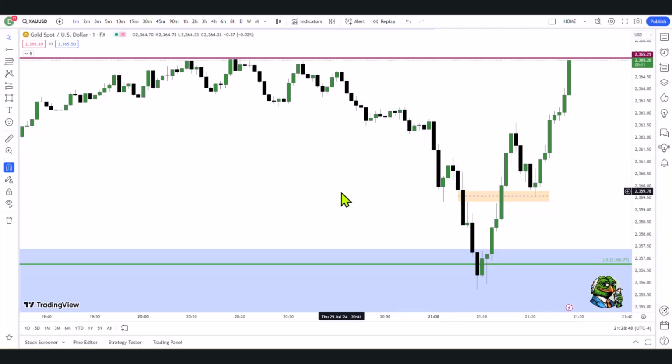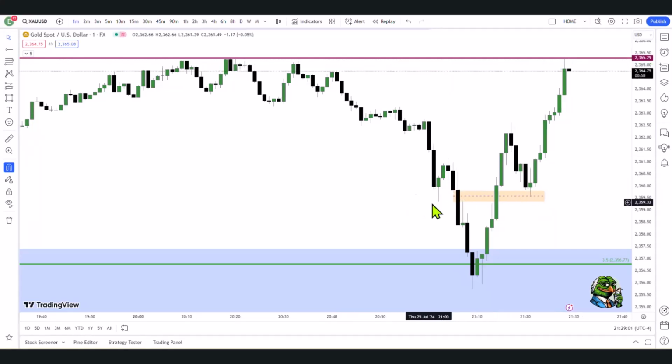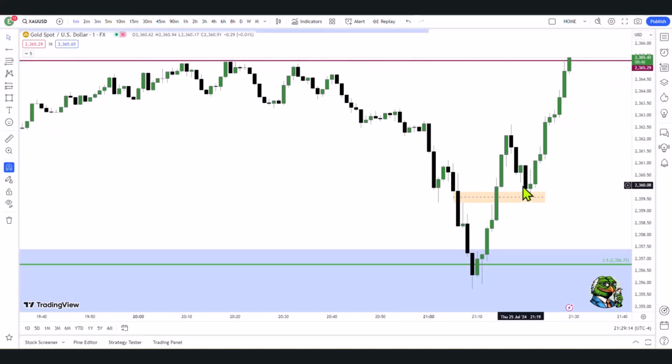That's the pattern you want to see. Take a picture of this. You want to see that exact pattern that I've drawn there. And you really don't want to see body closures below the low of that candle. If this continues to go down, then you want to close. So it's very tight. You don't want to see candle closures on this 1 minute chart below there. So that's important to note.